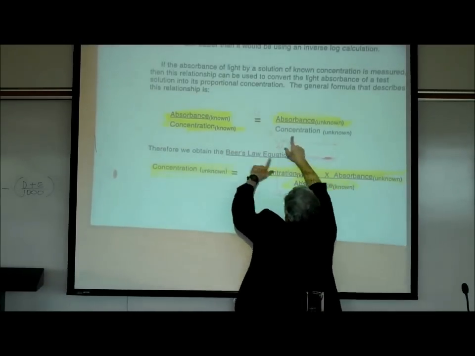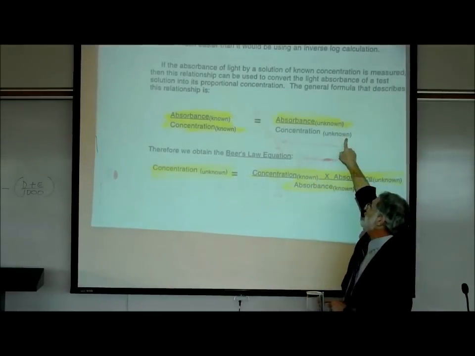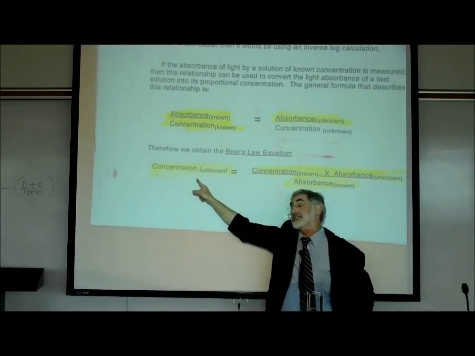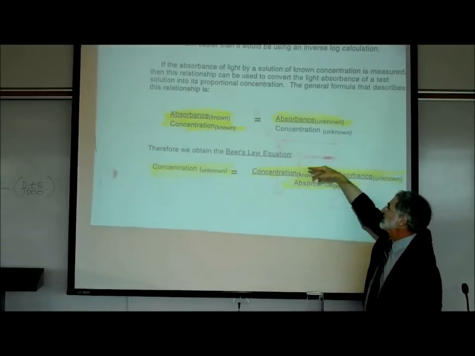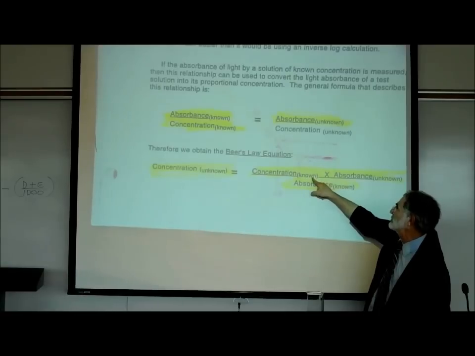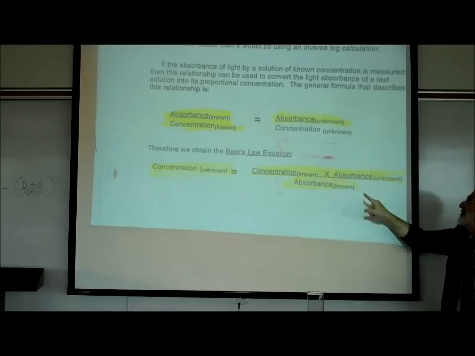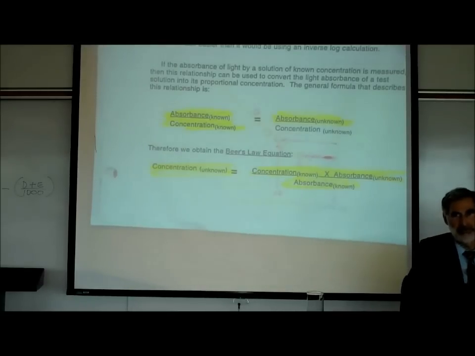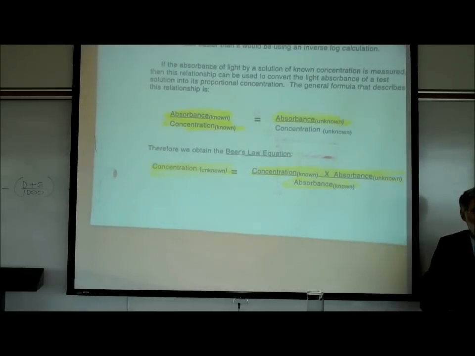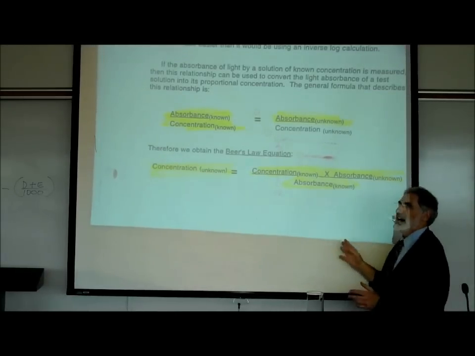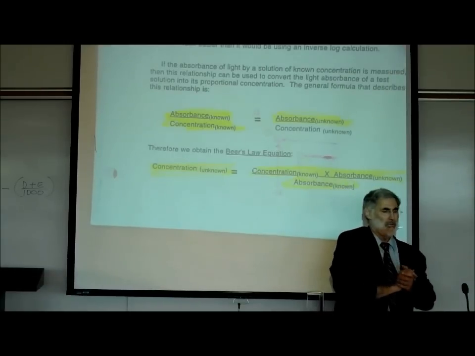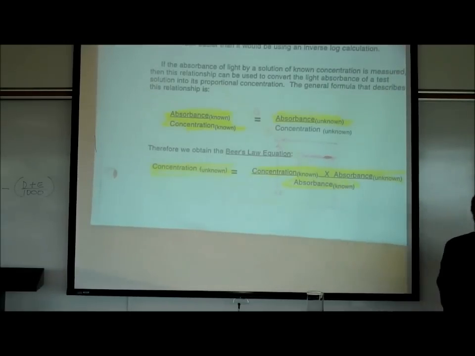So rearranging this, I solve for concentration of the unknown. The concentration of my unknown is simply the concentration of the known solution multiplied times the absorbance of the unknown divided by the absorbance of the known. Does everybody follow that? So it's really simple. There's only one more problem. You'd say, what's the problem? The problem is this.